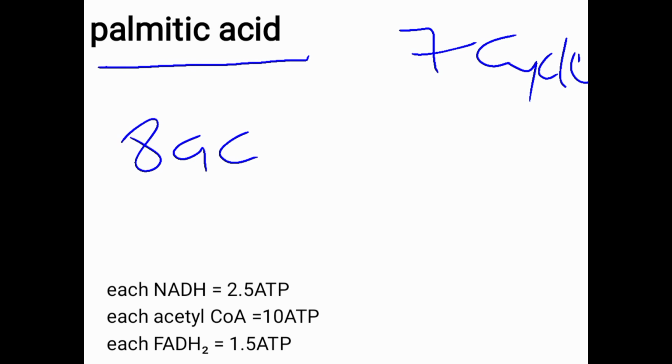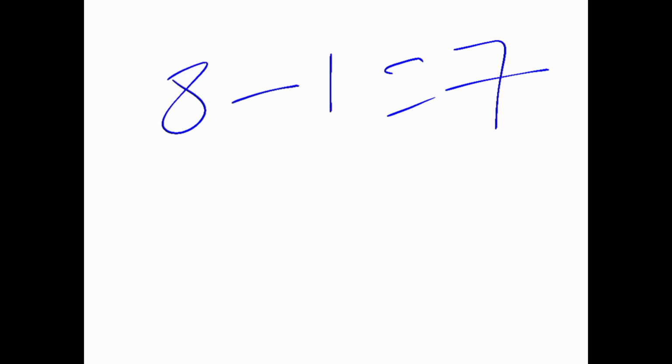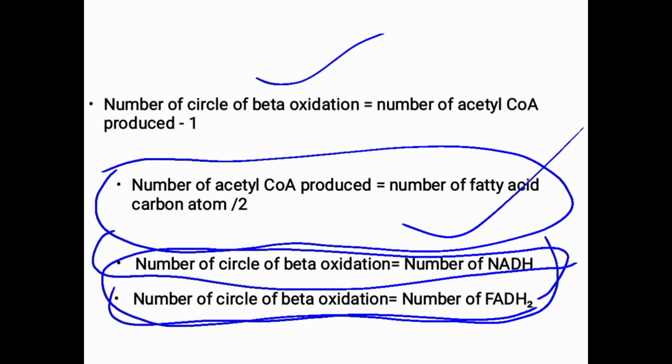So number of cycle is 7. Now, if you take a look at the formula again, it says number of cycle of beta oxidation equals number of NADH produced. Number of cycle of beta oxidation equals number of FADH2 produced. So we've gotten the number of NADH and FADH2 produced. Simple. So that means number of NADH, we're trying to calculate this one, is 7.